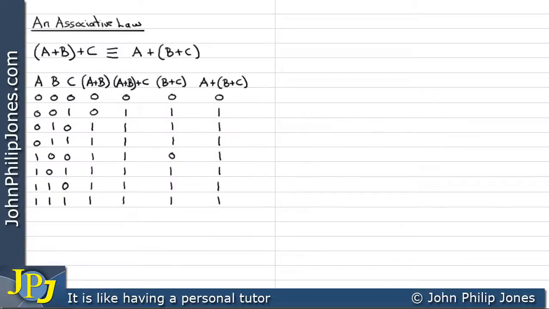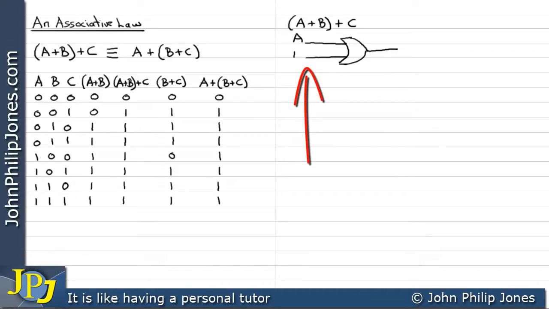Let's have a look at this statement here: A or B or C. And let's produce a combinational logic circuit for this. Well, the first thing I can see is that I have an A and a B going into an OR gate, where that is A and that is B. And at this point, this will produce A or B, which we can put in brackets like that.